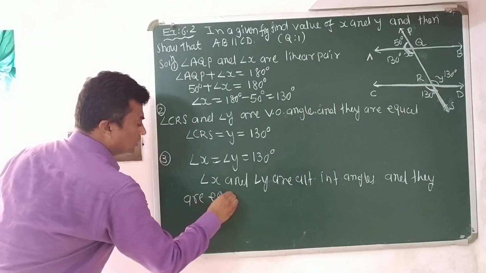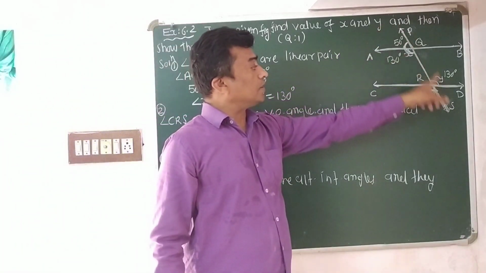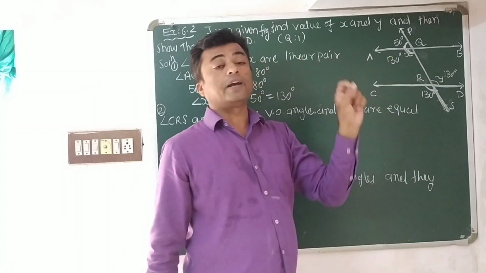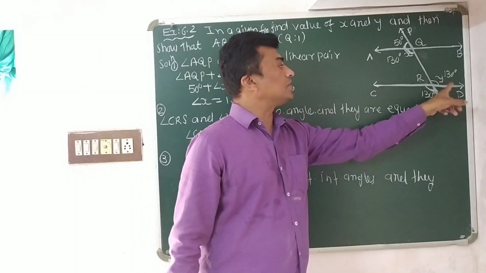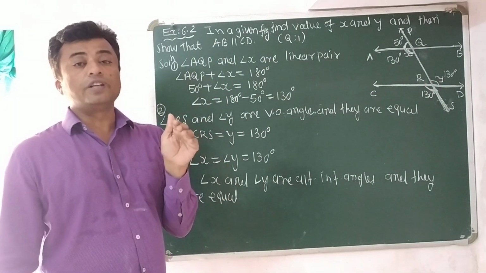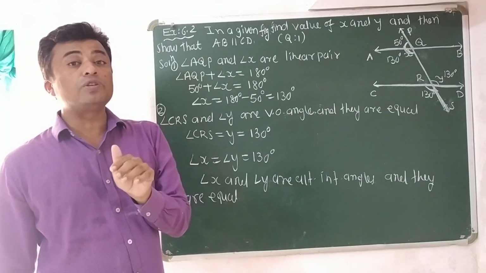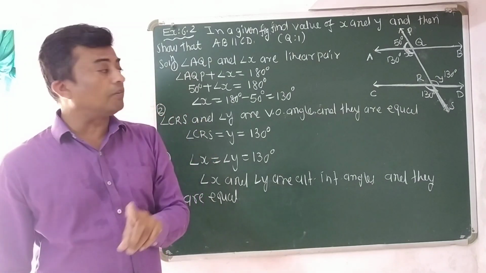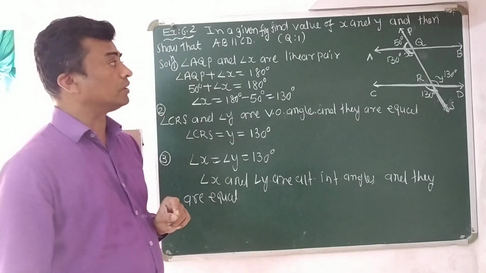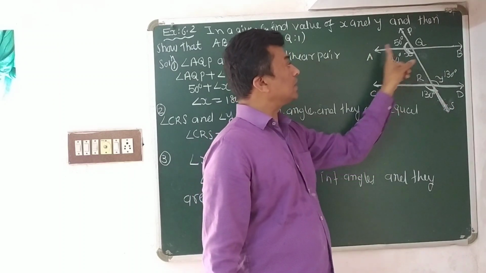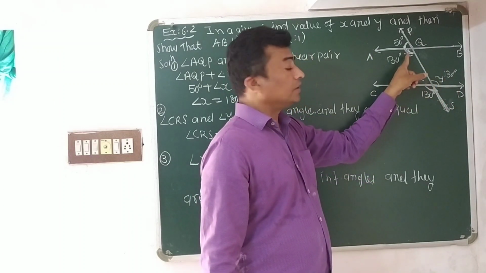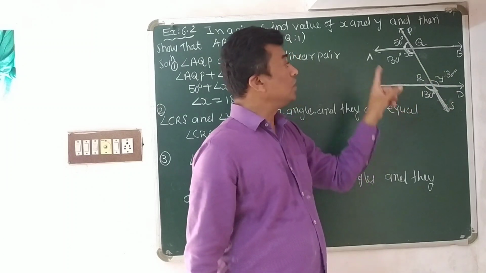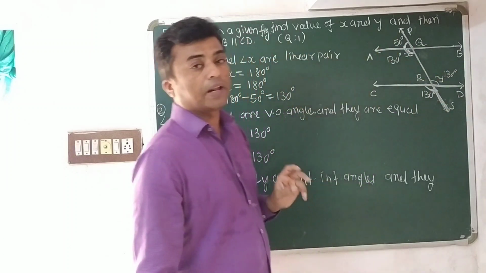So see, children, here transversal PS intersects line AB and line CD such that alternate interior angles are equal. So line AB and line CD are parallel to each other. One theorem we already discussed, and this theorem is: when a transversal intersects two lines such that alternate interior angles are equal, then the given lines are parallel to each other. Here line PS intersects line AB and line CD such that alternate interior angles X and Y are both equal, 130 degree. So line AB and line CD are parallel to each other.